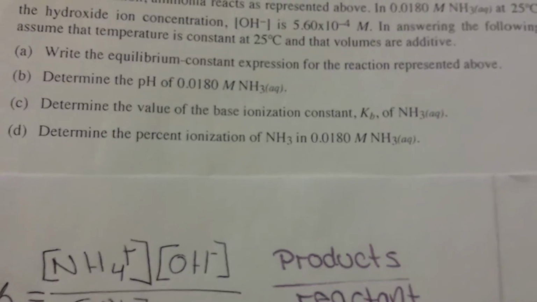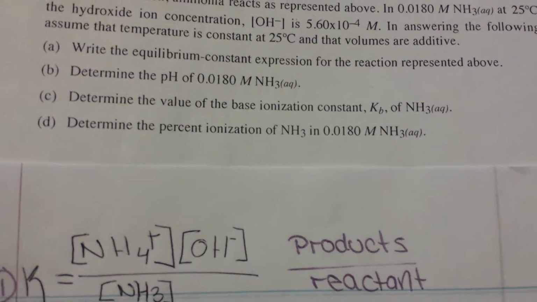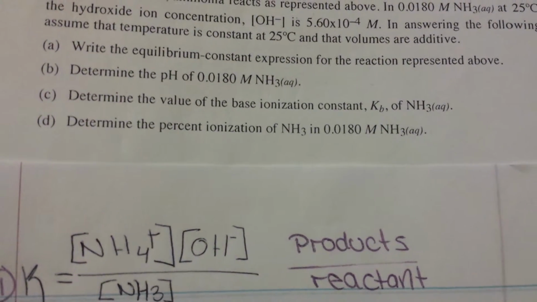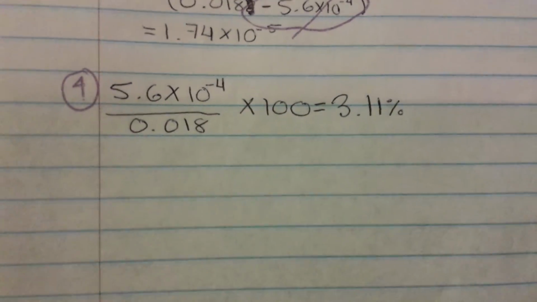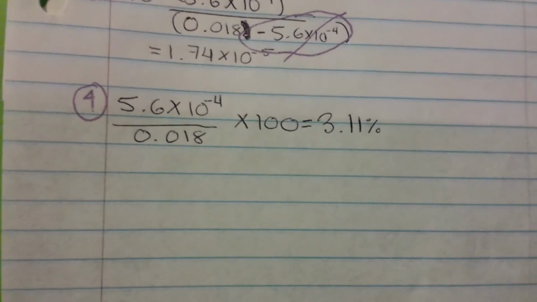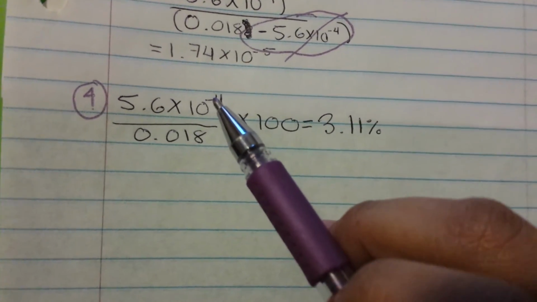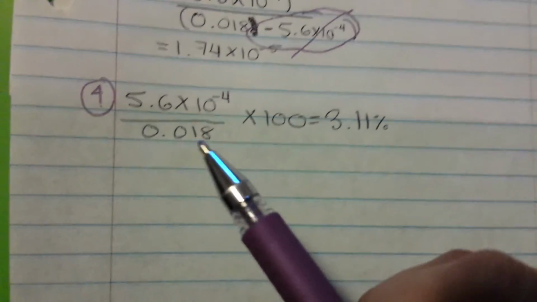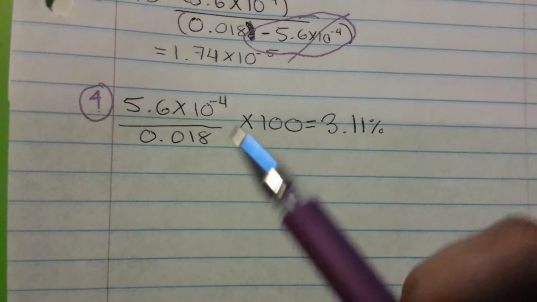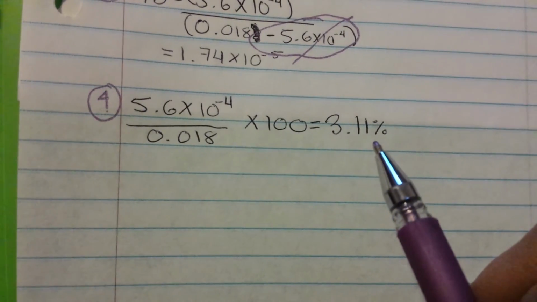Now for D, determine the percent ionization of NH3 in 0.018 NH3. Now for that one, we just have to put the concentration of OH, which is 5.6 times 10 to the negative 4, divided by the concentration of our NH3, which is 0.018, times 100, and that will equal 3.11%.